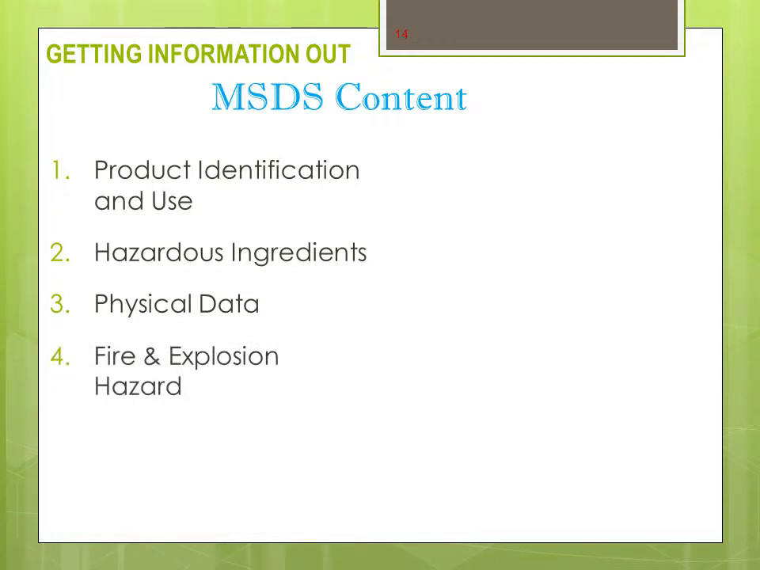4. Fire and explosion data. This is the product's flash point and upper and lower flammable limits. 5. Reactivity data. Explains what could cause the product to react and create an unsafe situation.